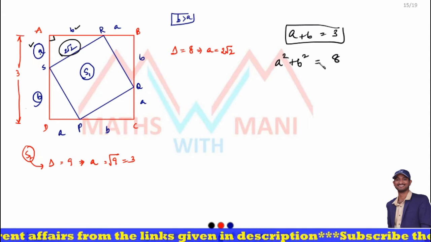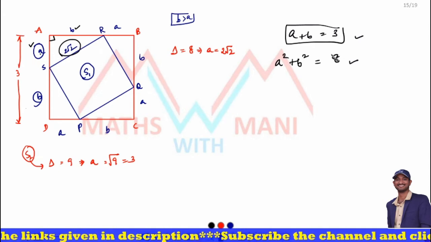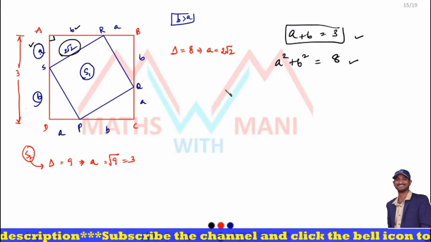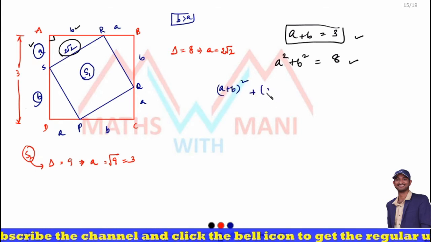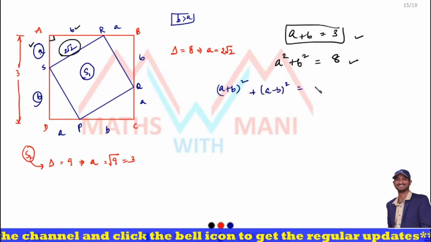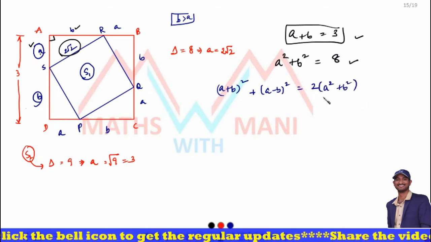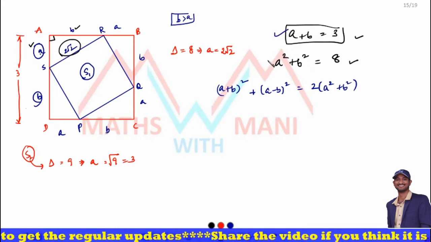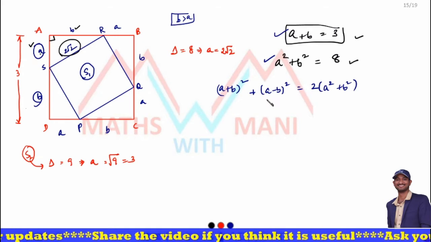That's it. Here we have a square plus b square and a plus b. We know one formula. What is that? (a plus b) whole square plus (a minus b) whole square equals 2 times (a square plus b square). That is a relation between a plus b, a minus b and a square plus b square. We know a plus b and a square plus b square. If I substitute these values, I can tell you the value of a minus b.